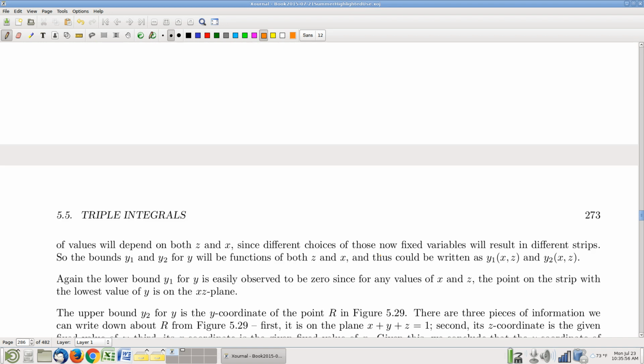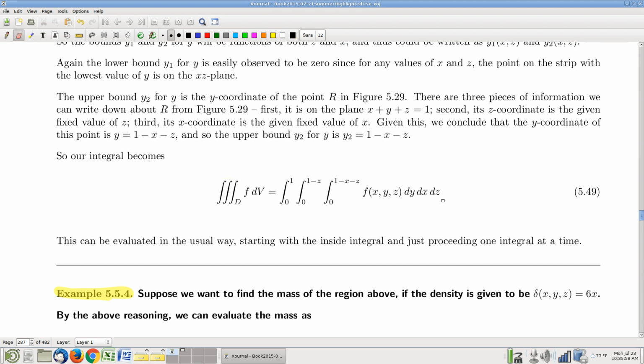Okay, and let's see here. There we go. So the range of values of y, the y bounds, is 0 to 1 minus x minus z. That's the process. It's morally equivalent to the process that we did for double integrals. It's geometrically a little different, of course, appropriate to the context.